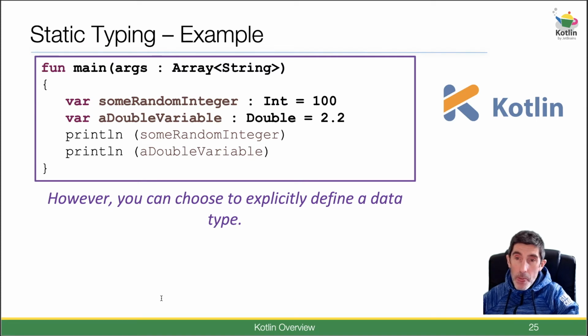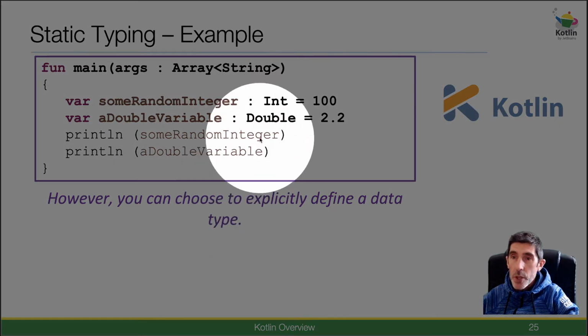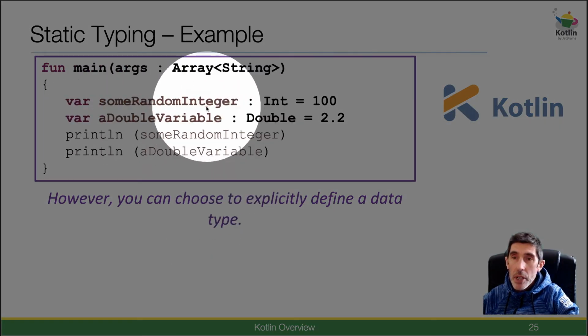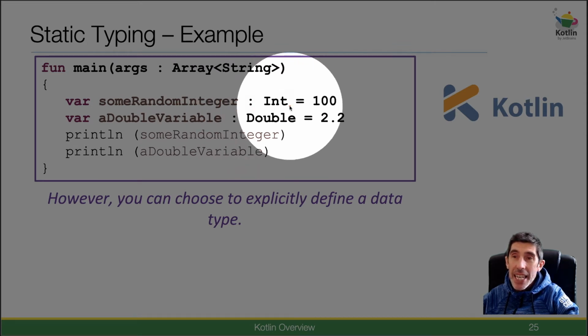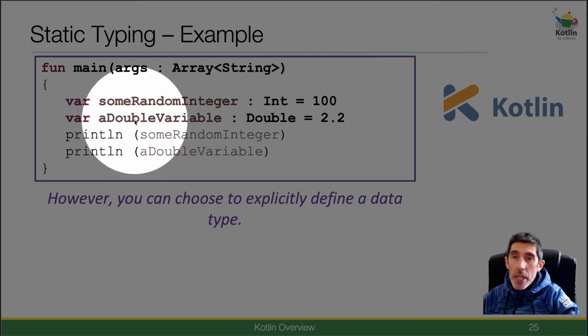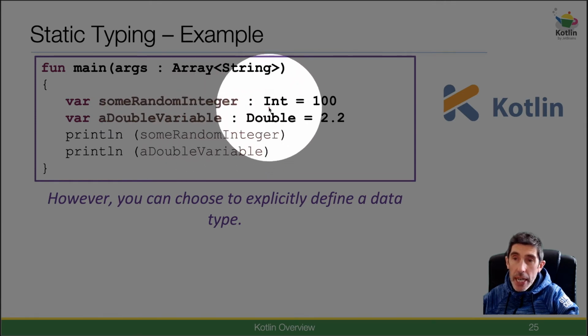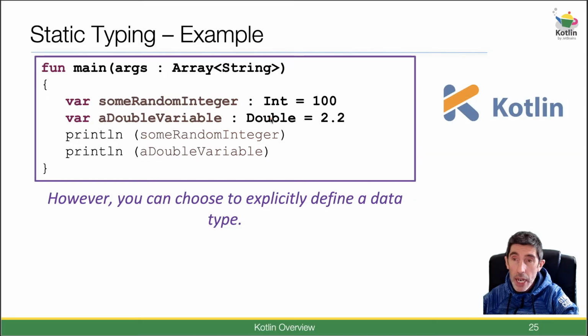Now you don't have to, but you can if you want. You can choose to explicitly define a data type. So if we see here, we're declaring our variable, but we're now explicitly saying it is an Int type, and here we're explicitly saying it's a Double type. Note the big I, the big D. Everything in Kotlin is an object. Worth noting, but again, you don't have to do that. It's totally personal preference.